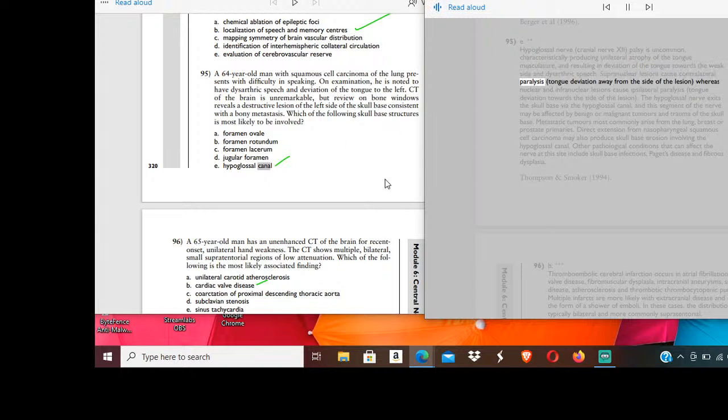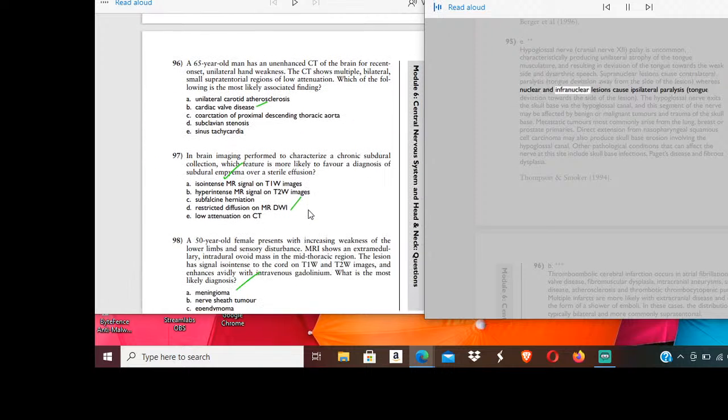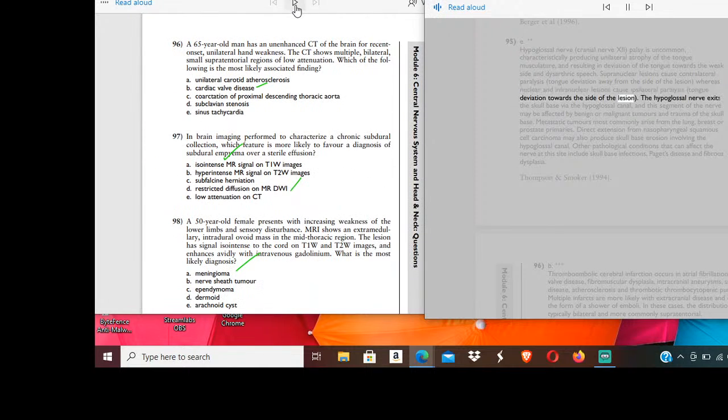Supranuclear lesions cause contralateral paralysis, tongue deviation away from the side of the lesion, whereas nuclear and infranuclear lesions cause ipsilateral paralysis, tongue deviation towards the side of the lesion. The hypoglossal nerve exits the skull base via the hypoglossal canal, and this segment of the nerve may be affected by benign or malignant tumors and trauma of the skull base.